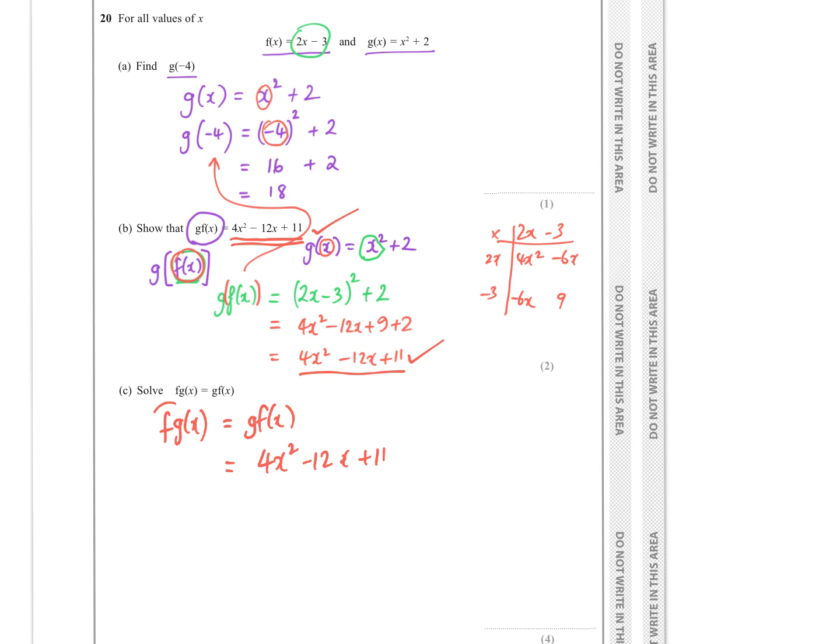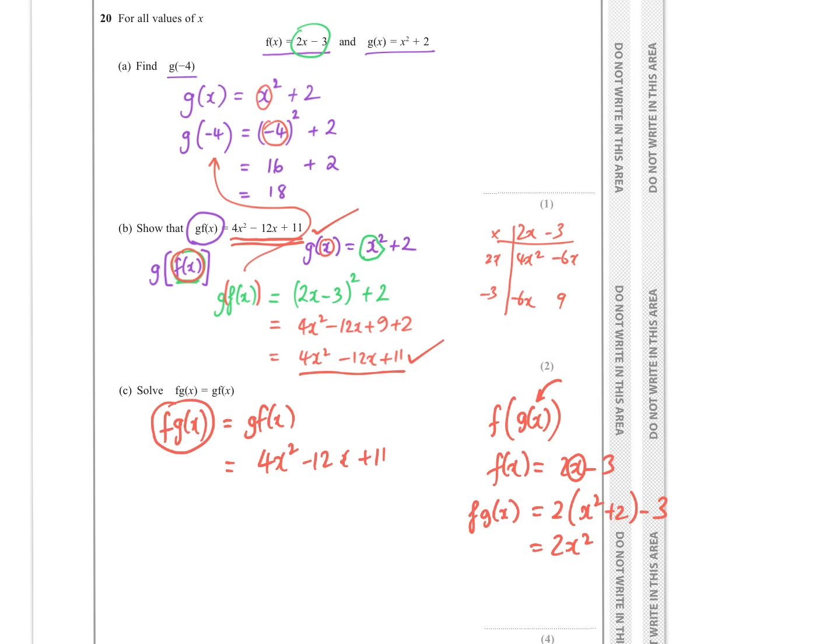And all we've got to do is find f of g of x. So write it like this. And we know that f of x is 2x minus 3. So wherever we see an x, we're going to write g of x in its place. So f of g of x is going to be 2 lots of, well, g of x is x squared plus 2. Then we take away the 3. So that's 2x squared plus 4 minus 3, which is 2x squared plus 1. And that's what goes here.